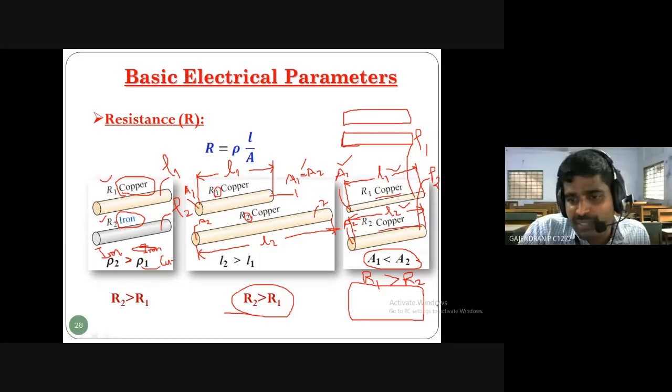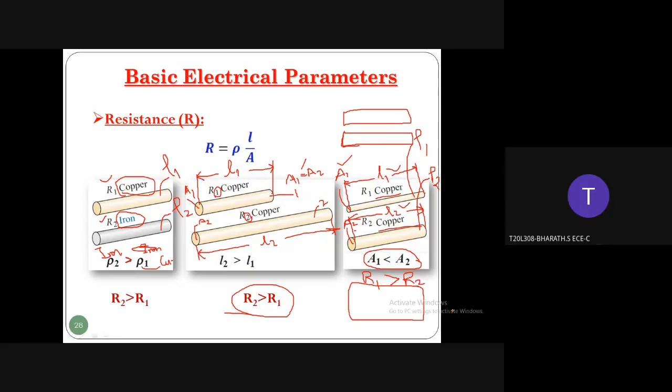answer key release பண்ணிடலாமா? Shall you release the answer key? Yes, sir. Yes, sir. Yes, sir. Right? Yes, sir. yes sir.